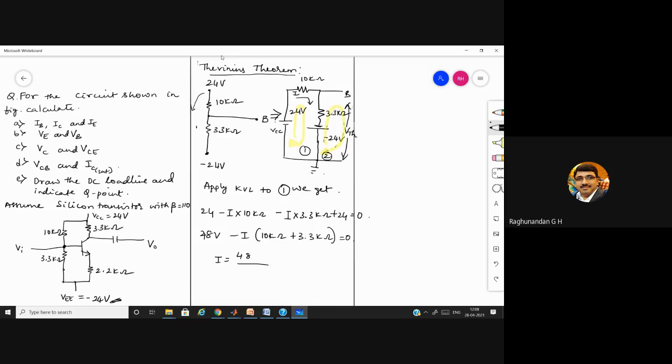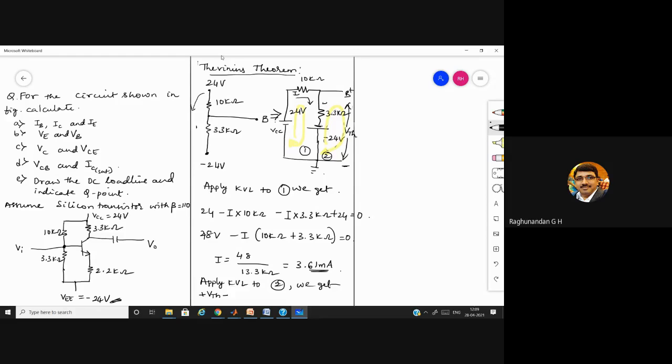48 by 13.3 kilo ohm. So 3.6 into 10 power minus 3. Yes, 3.61 milliamps. So that is the current we are having. So now the next part, apply KVL to the second loop. When you apply KVL, this is minus, this is plus. So minus to plus, plus VTH.